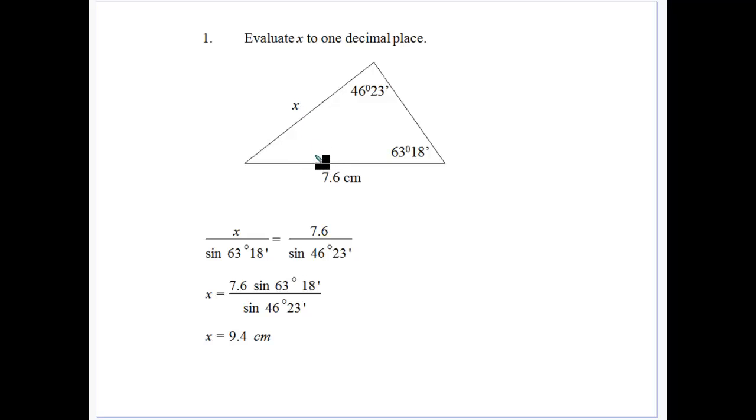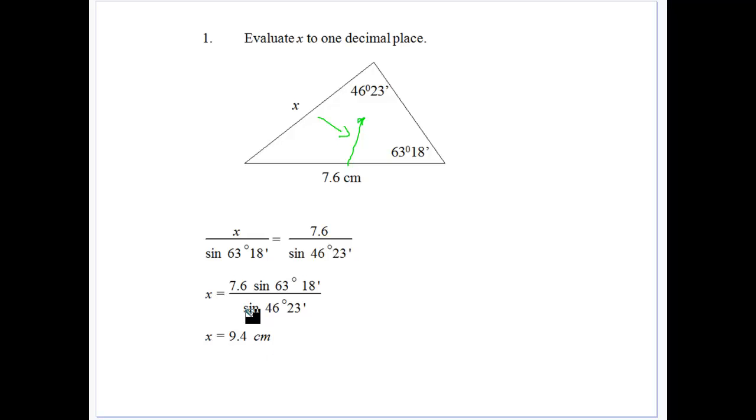So we've got two sides here, and we haven't got the included angle. We've got the two angles that are opposite them. So that should be a hint that if the angle between them is not there, then we don't have the cosine rule to play with. So we've got the two sides opposite the angles. So x on the sine of 63 degrees is 7.6 on the sine of 46 degrees 23 minutes. Again, multiply through to get x by itself, and then put that all on the calculator. It gives us 9.4.